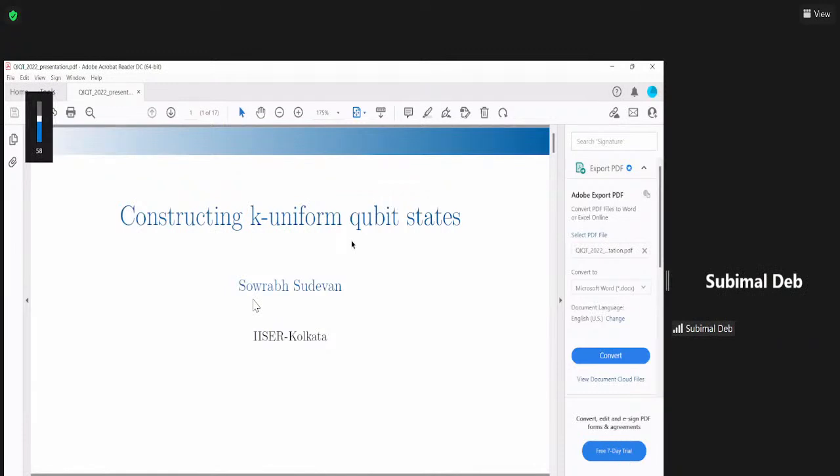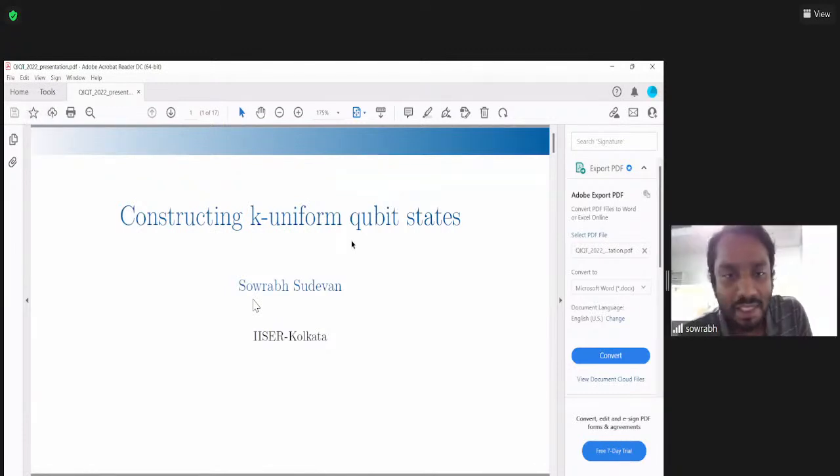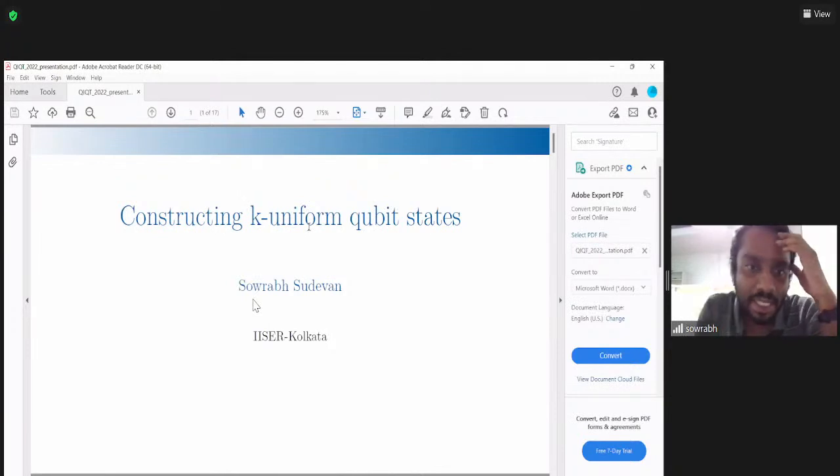Okay. And I'll be presenting this work we have been doing over the last 1 year. I'm thankful to be presenting at this QIQT conference. I've attended it for the last 2-3 years. So here's the thing. What we have worked on is constructing k-uniform qubit states.